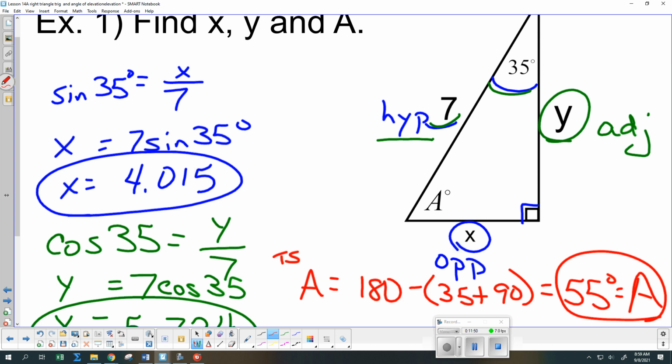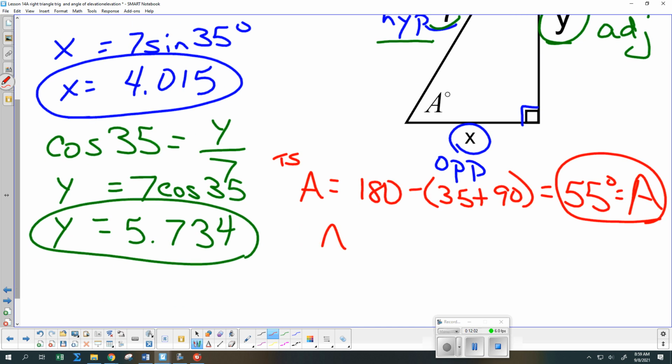Now let me show you another trick that I would do. If it is a right triangle, if you know you've got 90 degrees, what do the other two angles have to add up to? 90. Still triangle sum, but instead of writing all of that, I would just say A is 90 minus 35 and get the 55 that way. But that's only if it's a right triangle, if you already know you've got the 90 degrees. Okay, another example here.